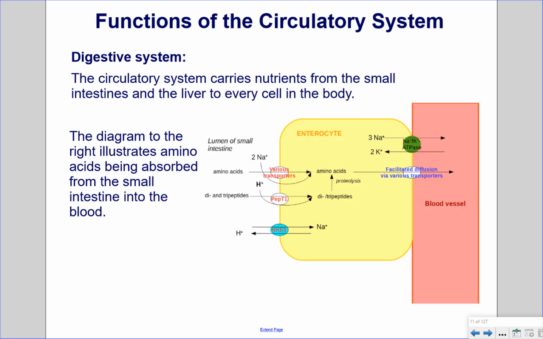Functions of the circulatory system. Digestive system. The circulatory system carries nutrients from the small intestines and the liver to every cell in the body. The diagram to the right illustrates amino acids being absorbed from the small intestine into the blood.